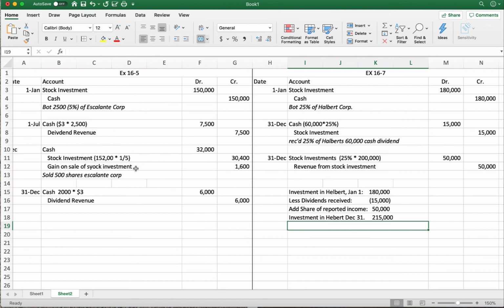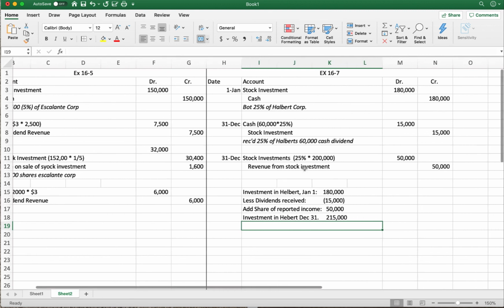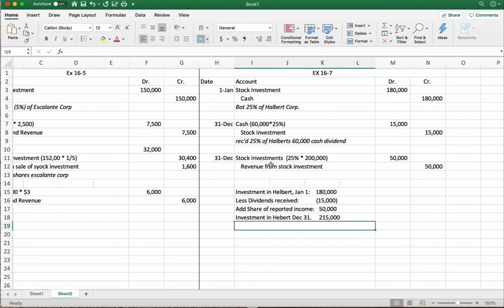We sold it. Well, we didn't sell any here, so nothing to worry about. Under the cost method, they did not mention anything about the share of the reported income. That was only under the equity method. And under the equity method, we need to debit stock investment because that account is increasing by our share of reported income, and we need to credit revenue from stock investments. So not too bad there.